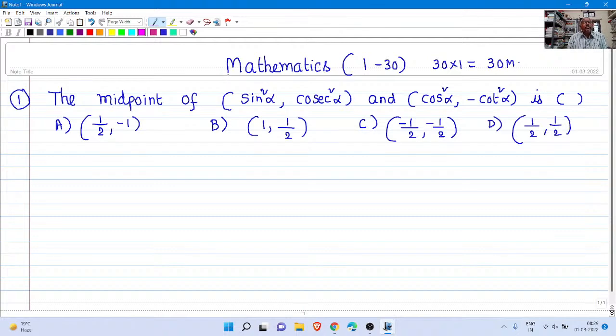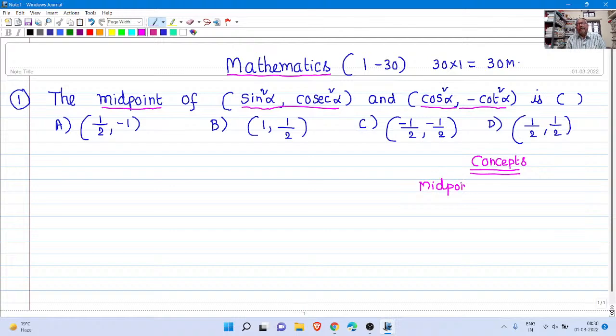Now, first question. The midpoint of sine square alpha comma cosecant square alpha and cos square alpha comma minus cot square alpha. It's a very interesting problem. So here we need to discuss what concepts are to be applied. First of all, we need to address the concepts. The first concept is the midpoint formula.